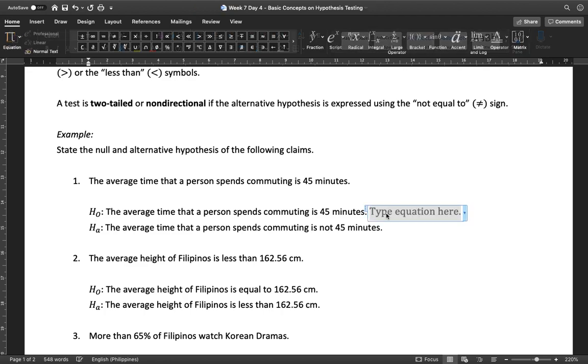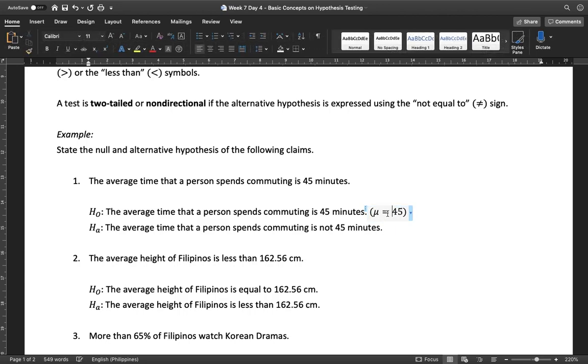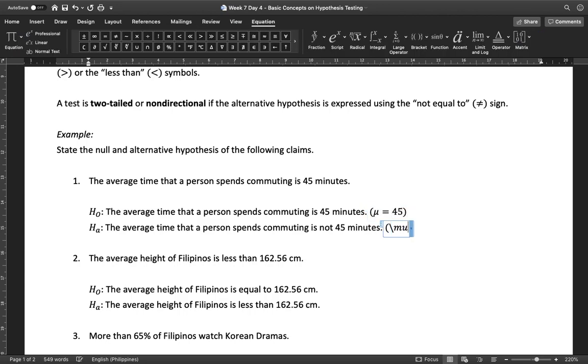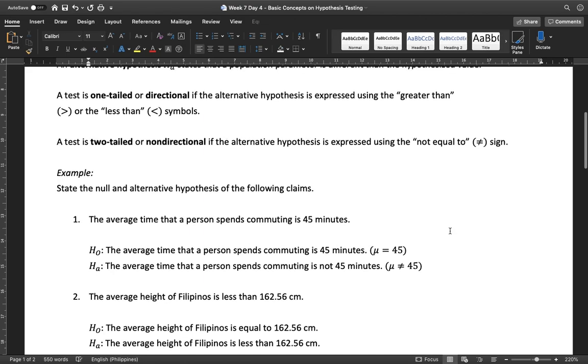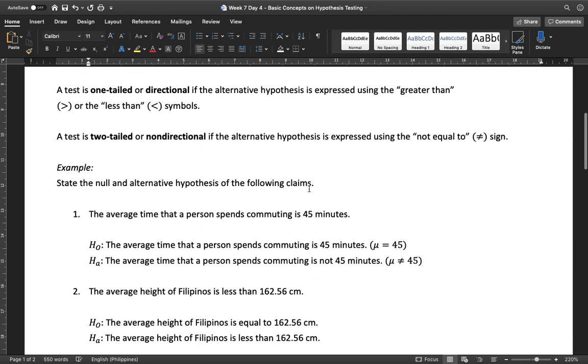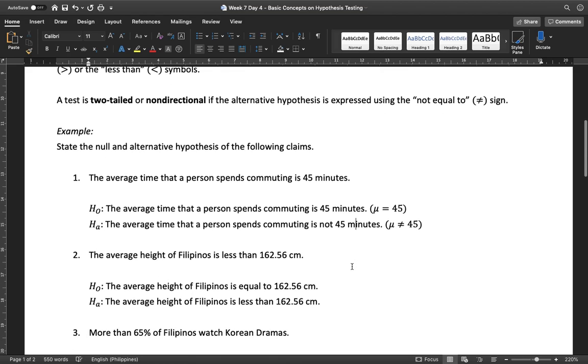In this case, we say that the population parameter is equal to 45. That's the null hypothesis. The alternative naman is not equal to 45. So this is an example of a two-tailed test because the alternative hypothesis uses the not equal sign, kasi not 45 minutes. And ito, 45 minutes. So yung claim natin is pumapasok siya kay null hypothesis kasi it is more likely na ito yung mangyari kaysa sa not 45 minutes. So that's what we're going to test.